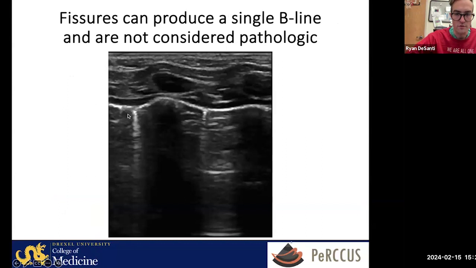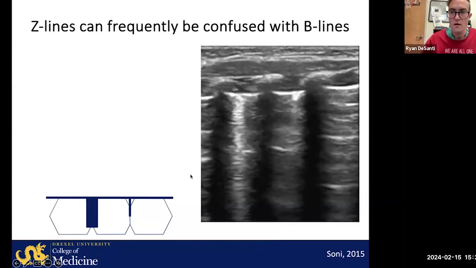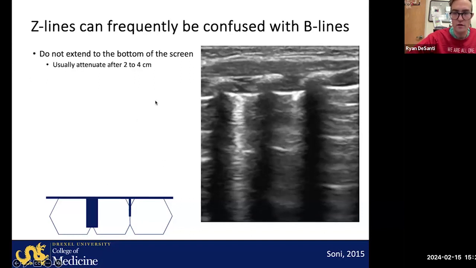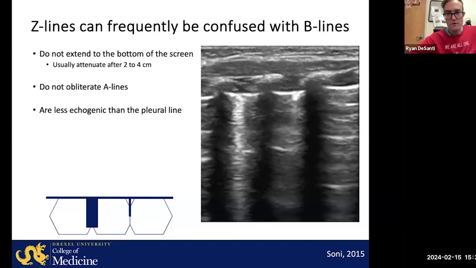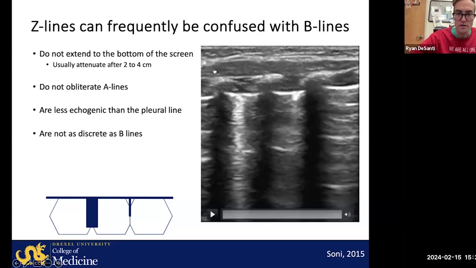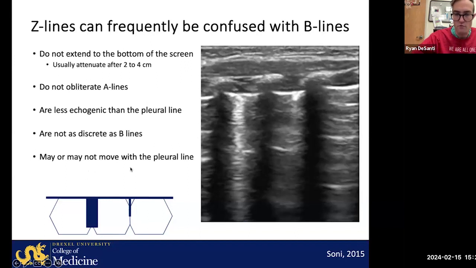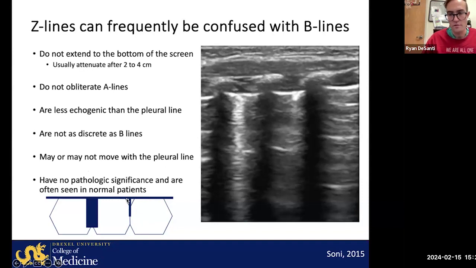So we have in this example a single B-line which starts from the pleura and extends down to the bottom of the screen and obscures the A-line. Z-lines are a normal ultrasound finding, which are frequently confused with B-lines. These do not extend to the bottom of the screen. They usually attenuate after a few centimeters and do not obliterate A-lines. They're typically less echogenic than the pleural line and not as discrete as B-lines, and may or may not move with the pleural line. These are, again, of no pathologic significance and can be seen in normal patients.